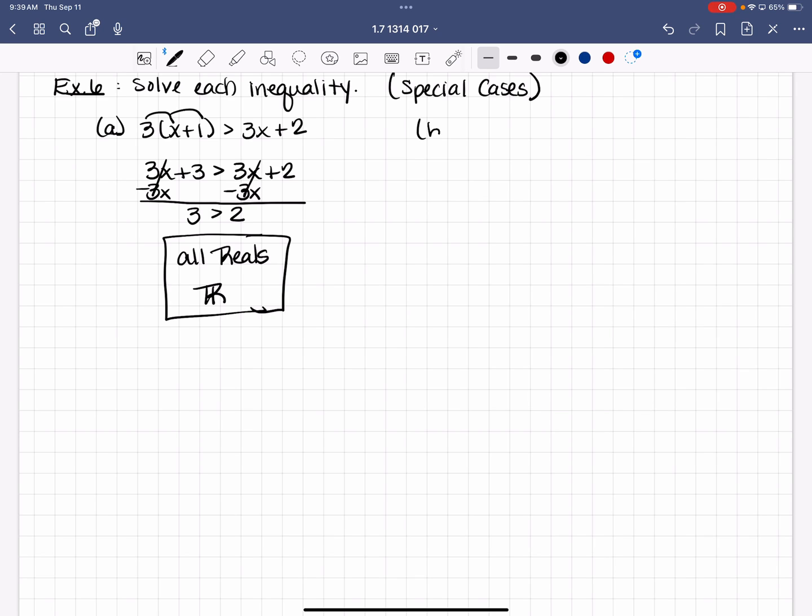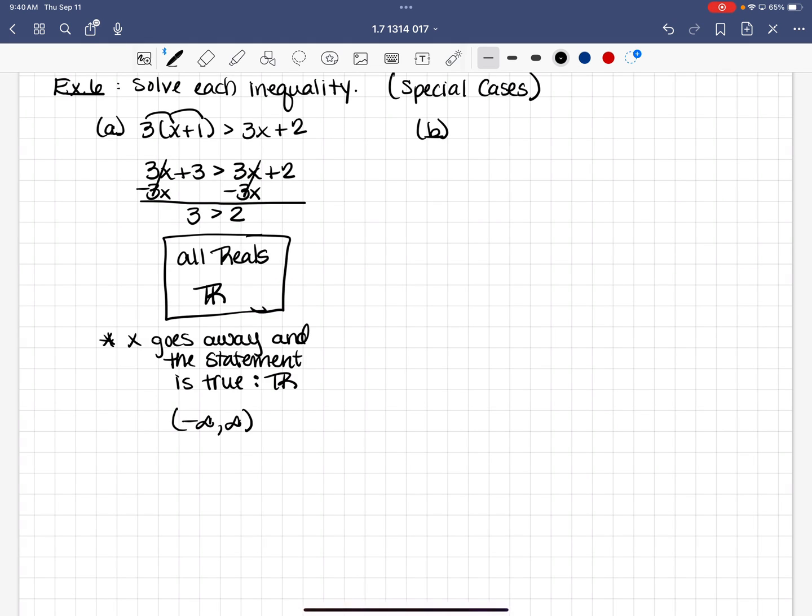So you may get one where the x goes away and the statement is true. If that's the case, that means it's all reals. If you had to graph it, you're doing -infinity to infinity. So it would just be a number line and you just shade the whole number line.